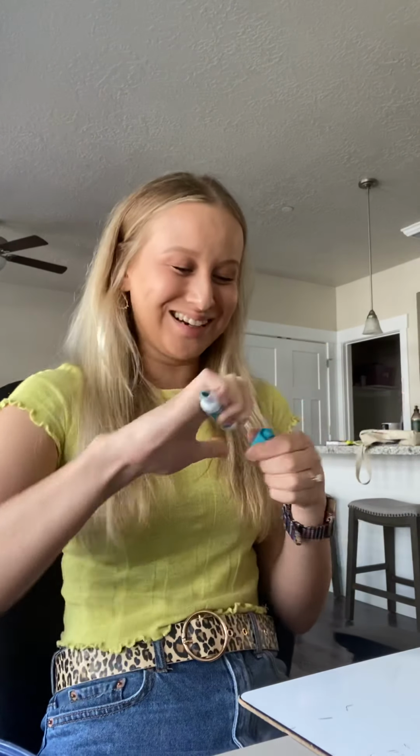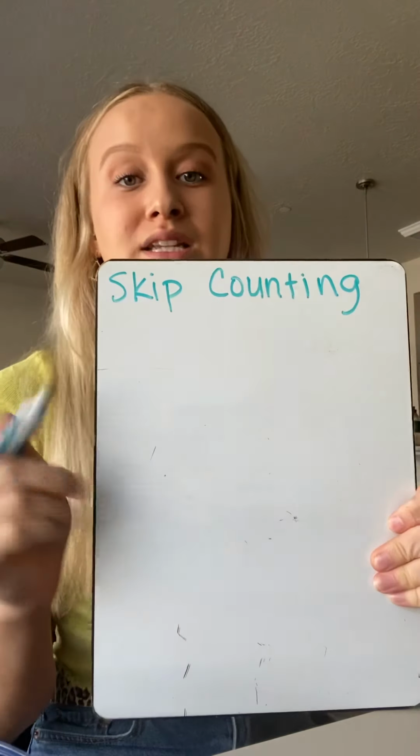The next one that I'm going to show you, we kind of did this one for multiplication, but it also works for division, and it is skip counting. I'm going to use my blue marker for this one, and I'm going to write at the top, skip counting. Okay, skip counting is done in blue.